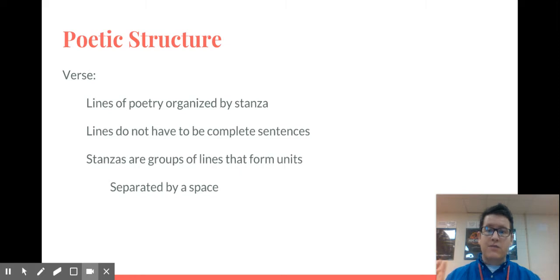Now, you've got these lines, and those lines are organized into stanzas. Stanzas are groups of lines that form units, and those units are separated by a single space. A unit basically refers to a group of lines that have the same main idea. So think of it like paragraphing in essay writing. An essay is built with paragraphs, and each individual paragraph may have its own main idea, but that main idea ties back to the overall theme or topic of the essay. The same thing goes with lines and stanzas of poems. Lines build stanzas, stanzas build poems, and everything works together to form the overall meaning.